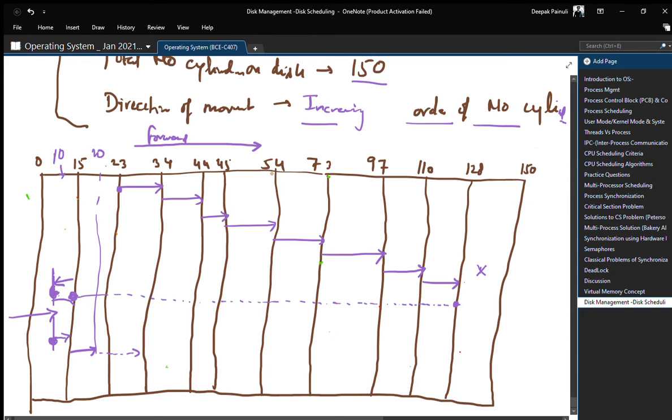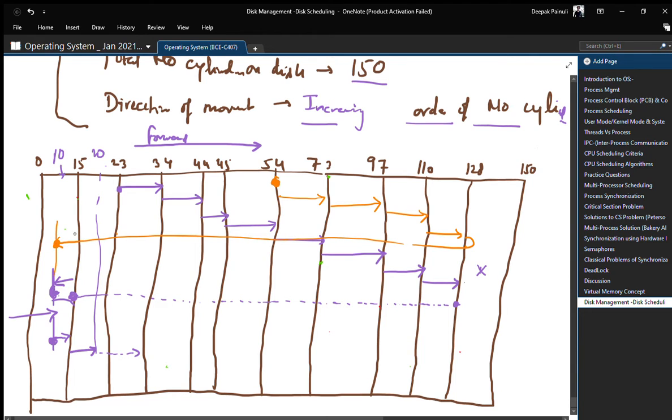Let us say our head is at 54. This is another example. Let us say we have our request, and our current cylinder number is, the head is at 54. Then we will move 54 to 73, 73 to 97, 97 to 110, 110 to 128, and after 128 it will directly jump to the lowest number of cylinder, which was 10.